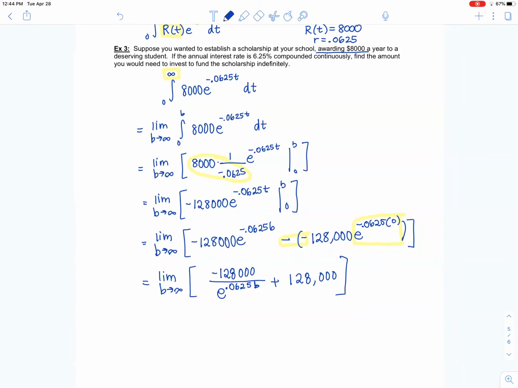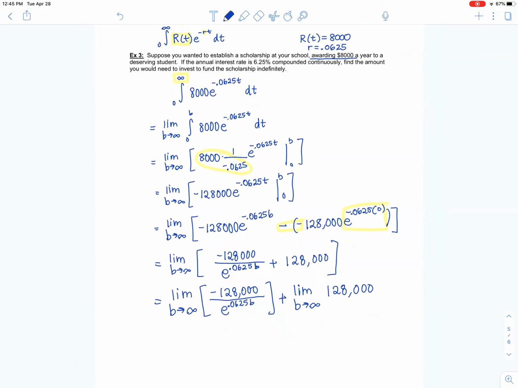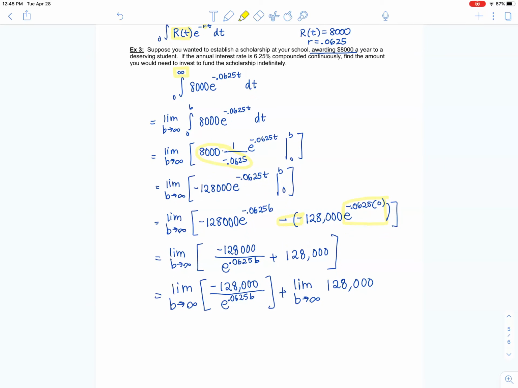The reason I was showing you that is if you notice that negative exponent drops it to the denominator, maybe it'll be a little simpler to evaluate the limit. If I'm taking the limit as b goes to infinity of negative 128,000 over e to the 0.0625b plus the limit as b goes to infinity of a constant. For the one on the left, that 0.0625 multiple doesn't really matter because that b is getting larger and larger, which means e to that power is getting larger and larger, which means this entire limit is going to 0. The negative on the top doesn't affect anything. Still, that number is just getting closer and closer to 0. Limit of a constant is a constant.